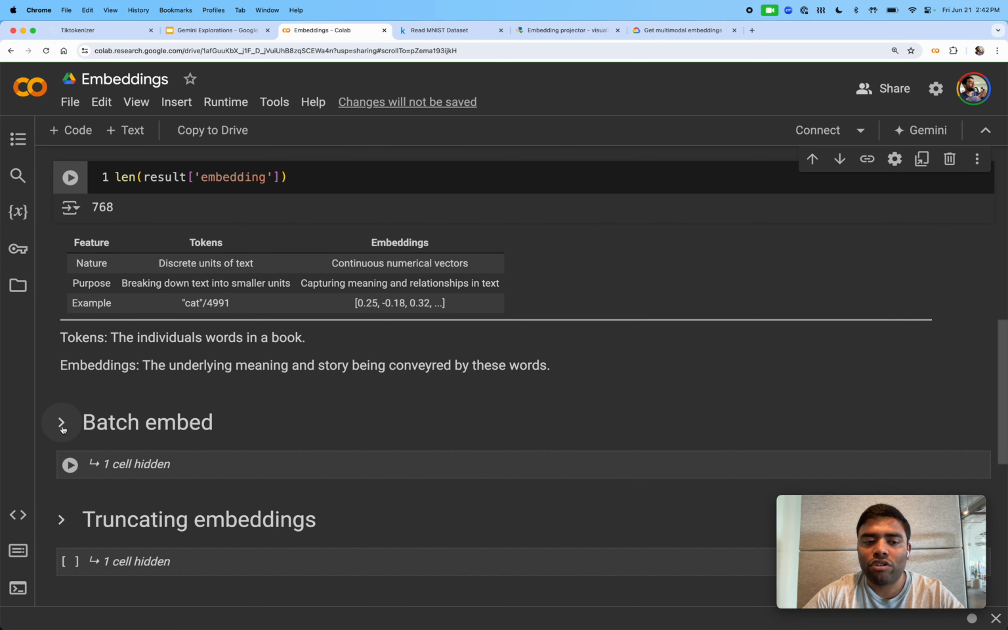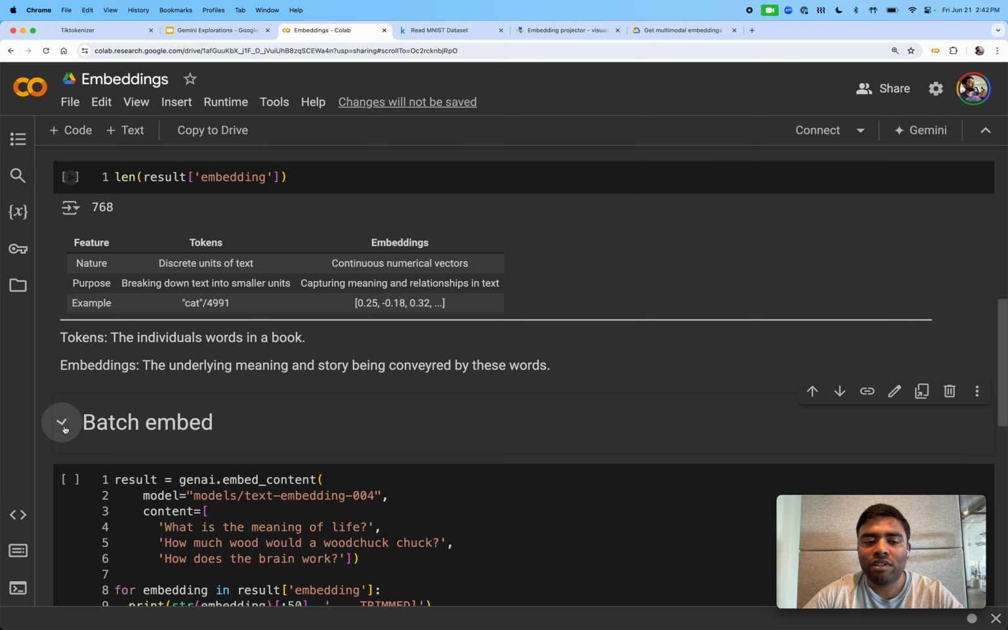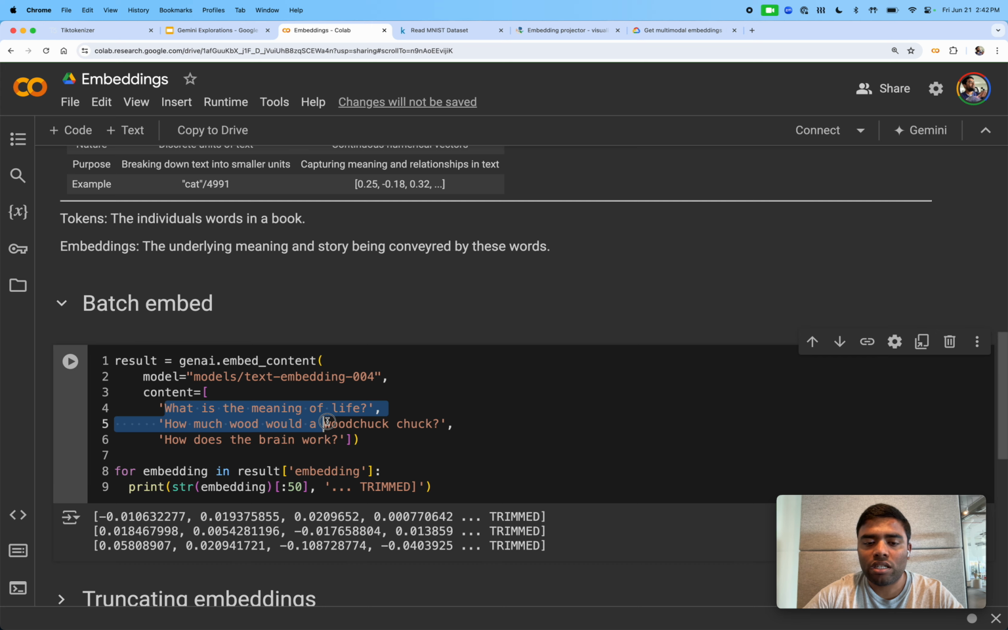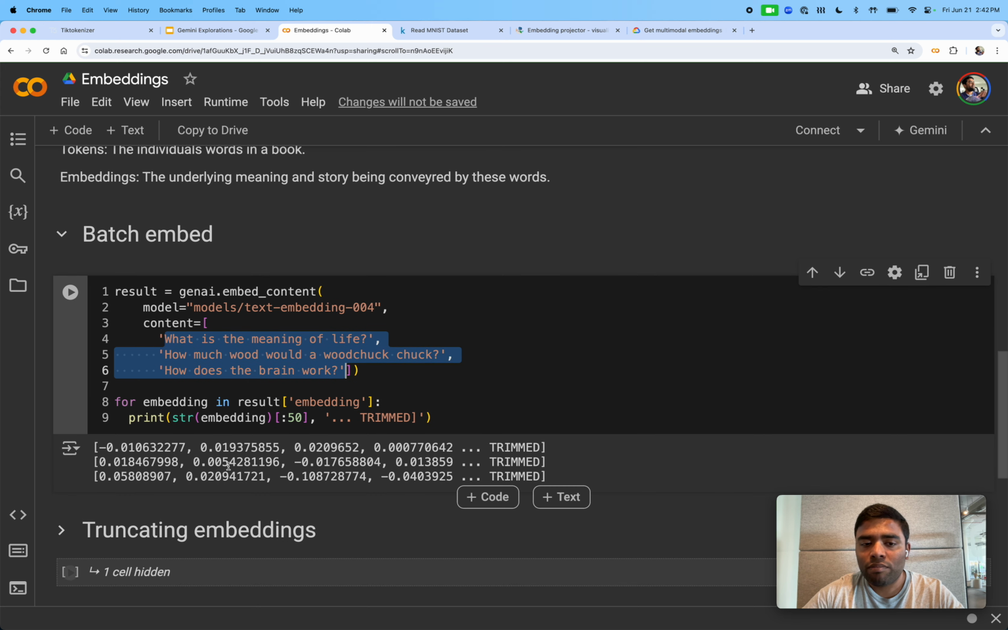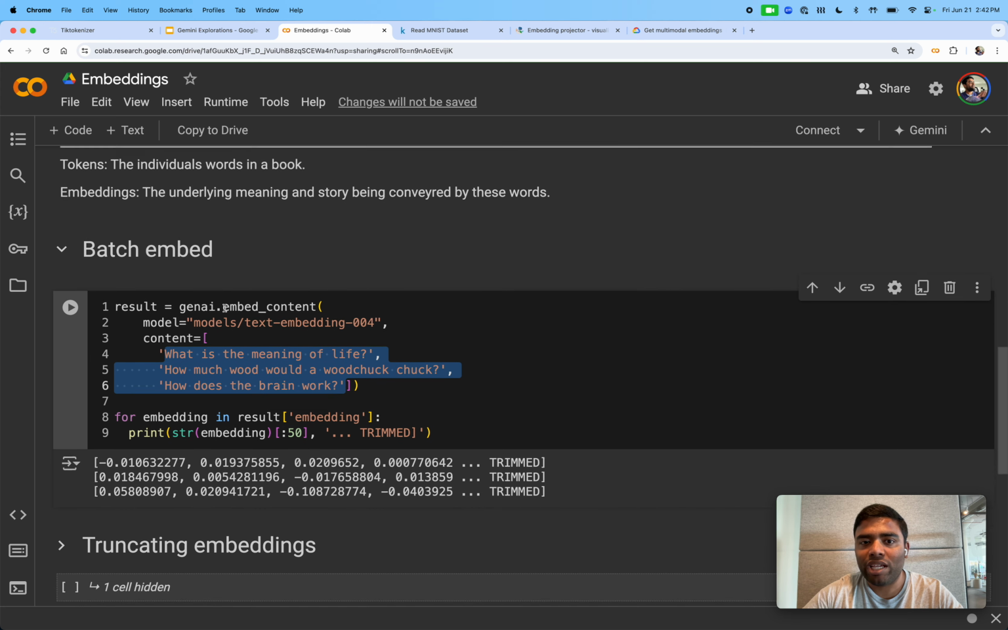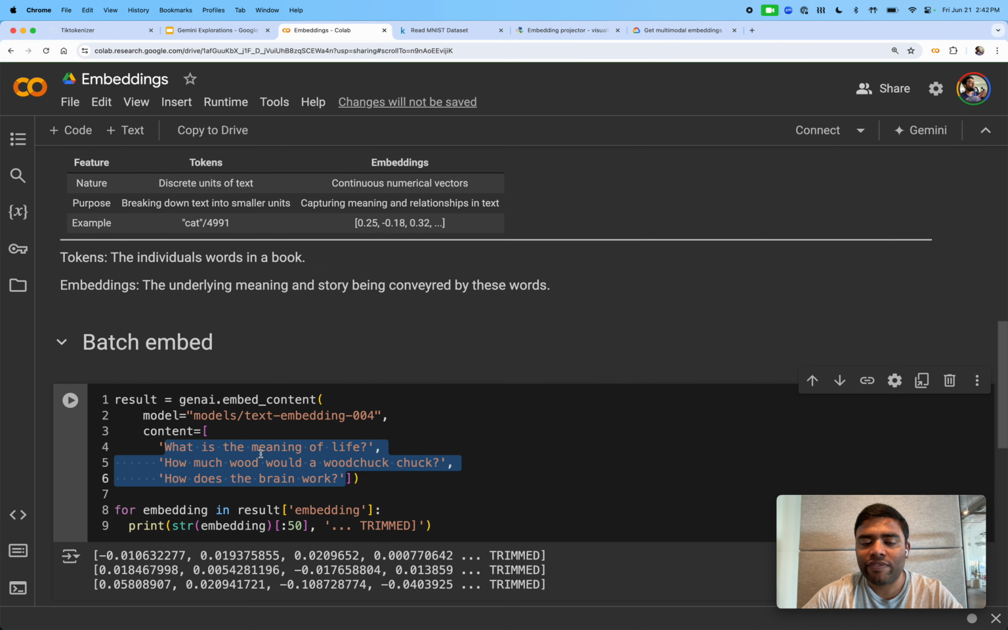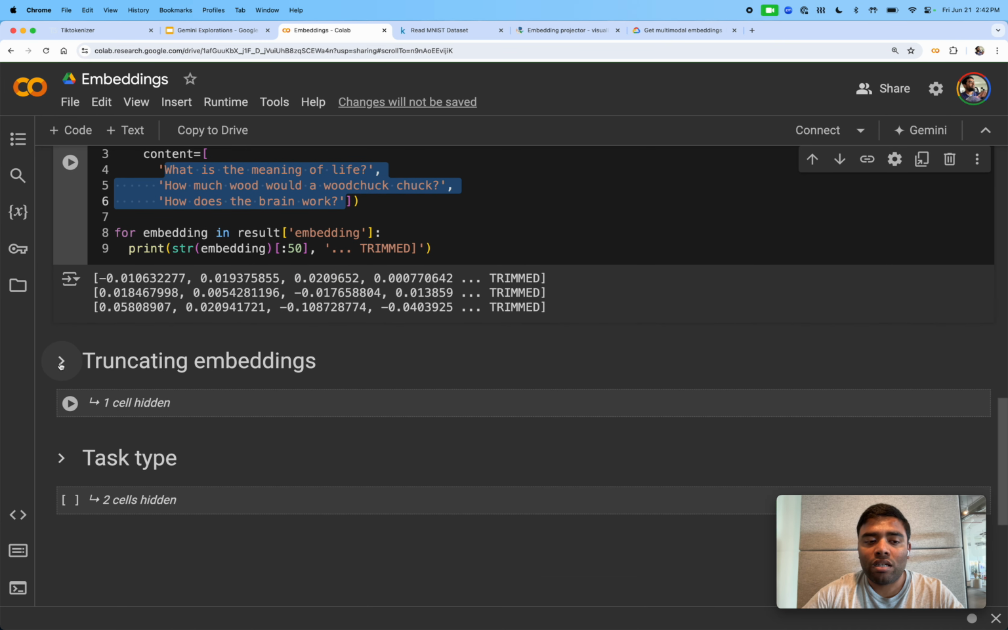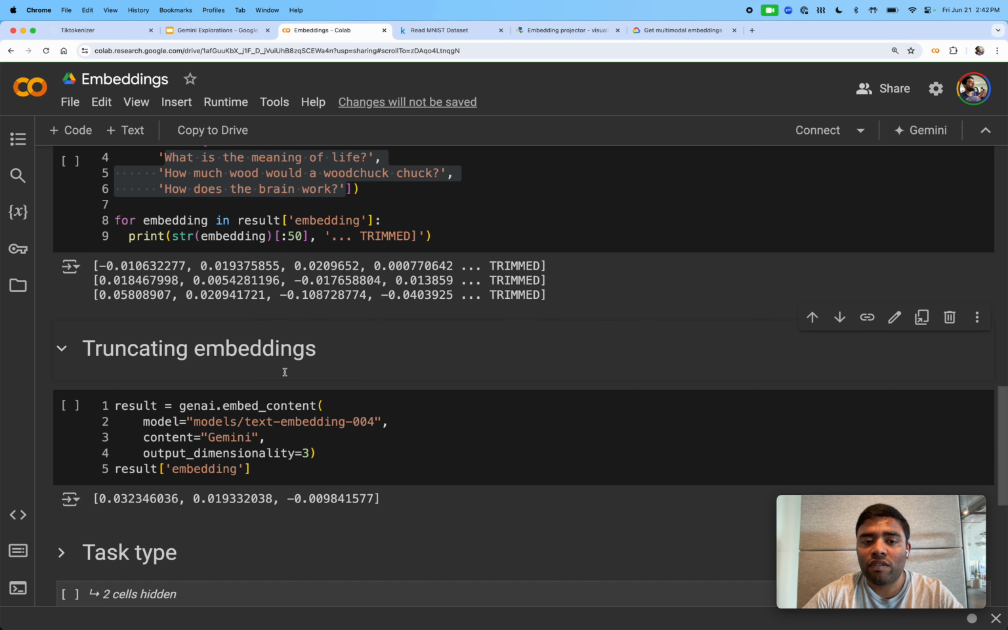So what else can you do with embeddings? In this case, we have batch embeddings. So you can take in a lot of text and generate multiple embeddings of those, so you don't have to make one API call per text value that you're trying to embed. You can also reduce the dimensionality of the embedding. So all of these are 768, but you can set the dimensionality to be whatever you want.